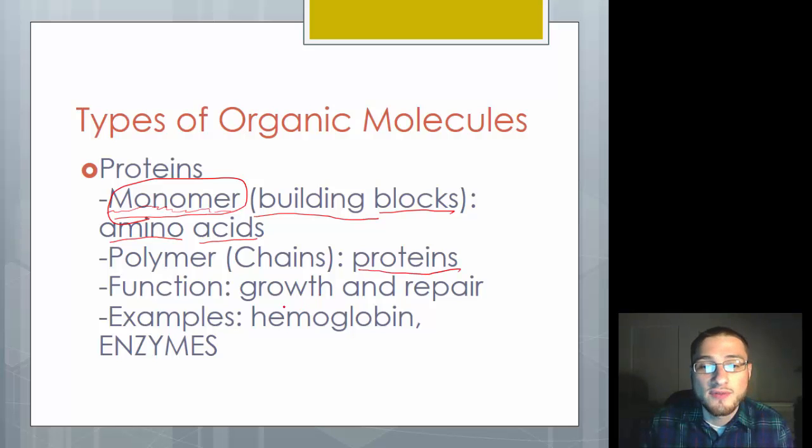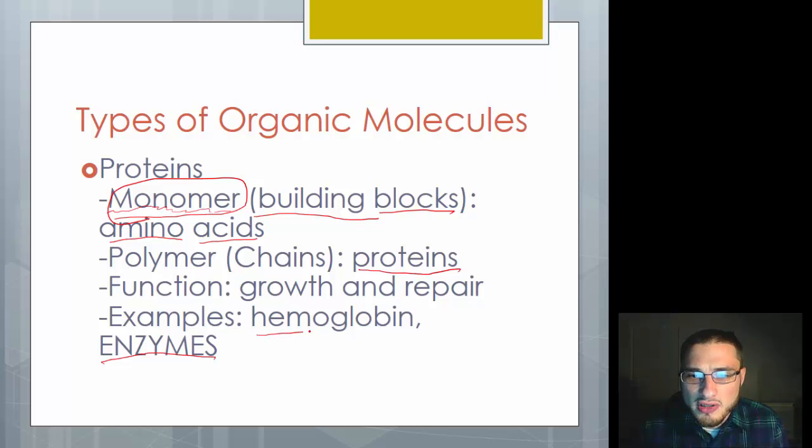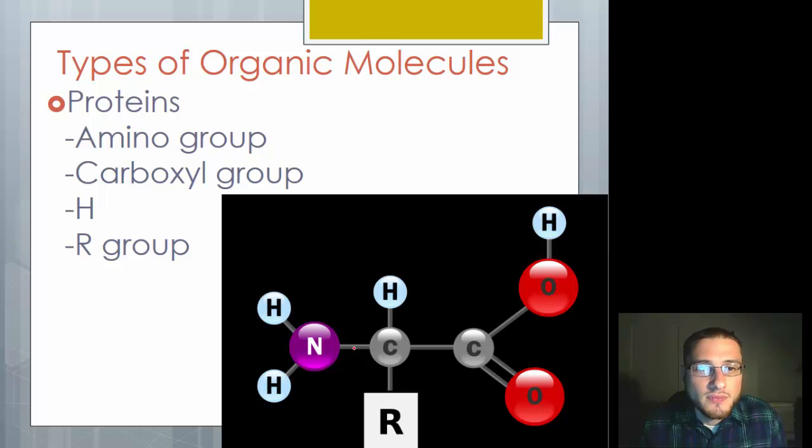All right, simple enough. Function: growth and repair, very important in muscles. Some examples are enzymes, and as we go through the year, you're going to learn about the importance of enzymes and the role that they play in the body. And also other examples, hemoglobin is a protein as well. Proteins have a unique structure to them.